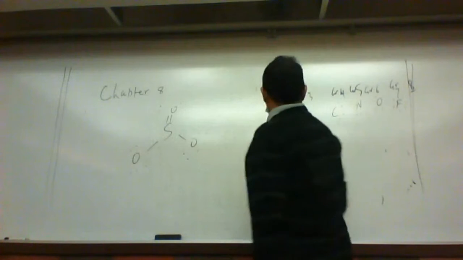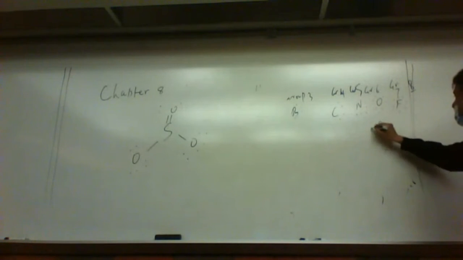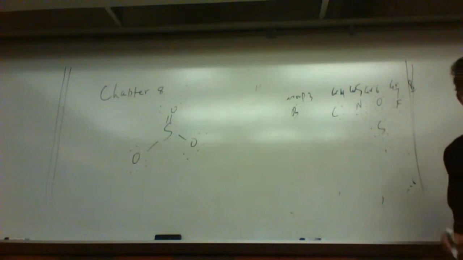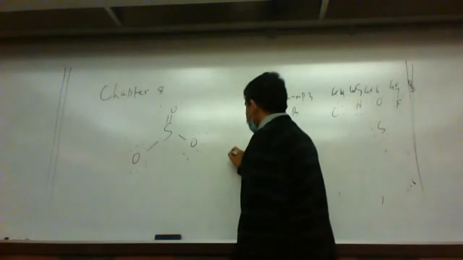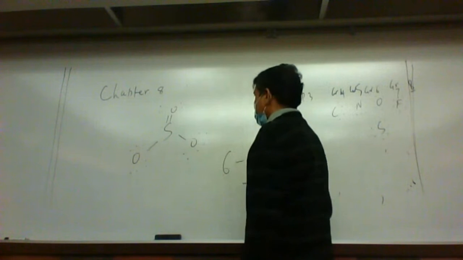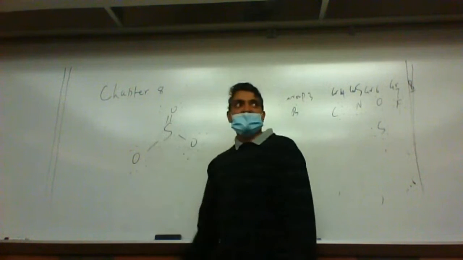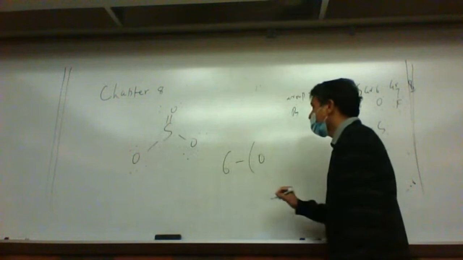So the formal charge would be for sulfur. Sulfur is just below oxygen, so 2, 4, 6. Oxygen is in group 6, so you look at the periodic table. So 6 electrons in the outermost orbit, and then minus the lone pairs. How many dots are around sulfur? There is no dot around sulfur, so that is 0.